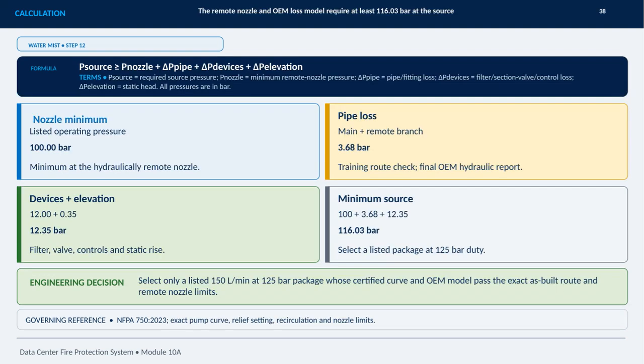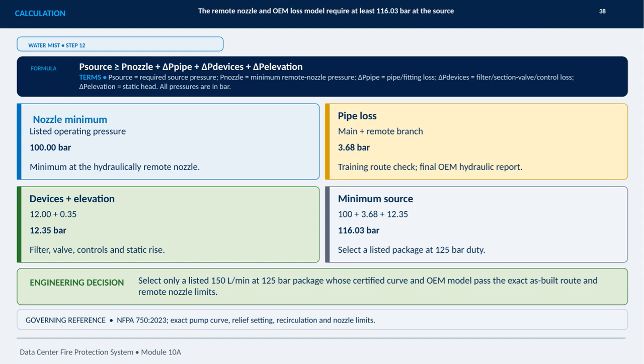This calculation establishes the minimum pressure required at the source for the hydraulically remote nozzle. The governing relationship is straightforward. Source pressure must cover the nozzle requirement, pipe and fitting losses, device losses, and elevation head. The nozzle requires 100 bar at minimum. The main and remote branch contribute 3.68 bar of pipe loss.